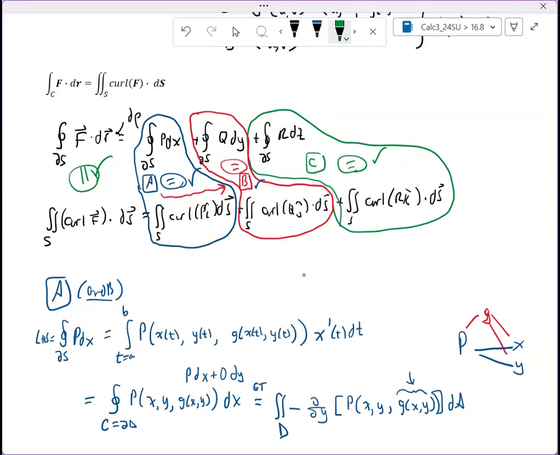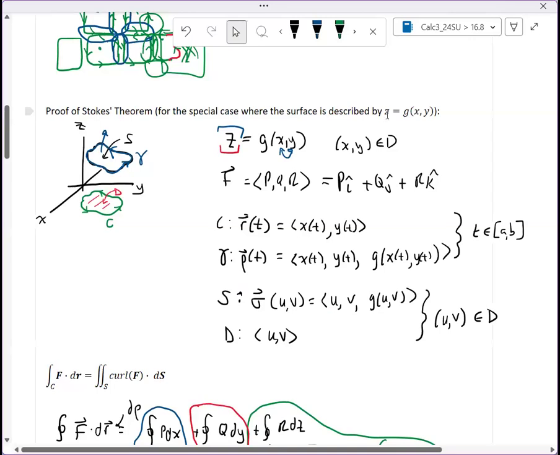So I've proven Stokes' theorem in the case where my surface is z equals g of x, y, where it can be described that way.